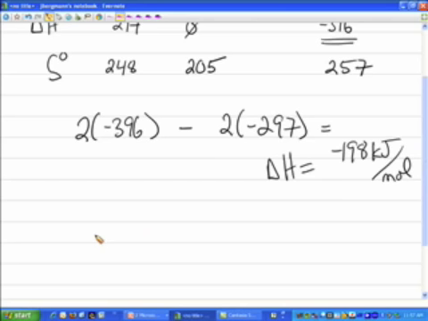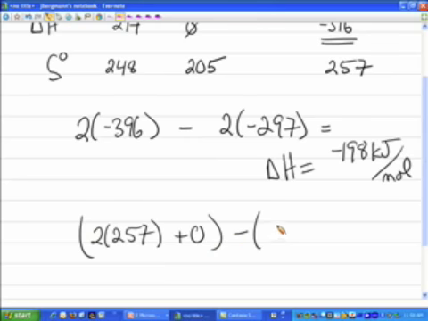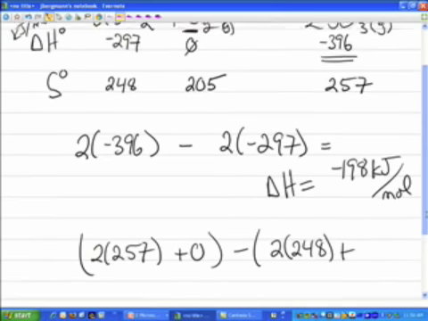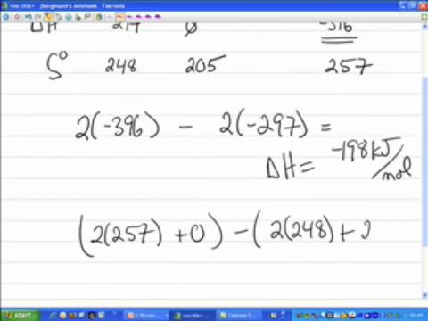So for delta S, I'm going to take 2 times 257 plus 0. Oh, there's nothing there. Wait, my mistake. Minus the quantity of 2 times 248 plus, is there one oxygen? I think there is, just one oxygen. So plus 205, close parentheses.